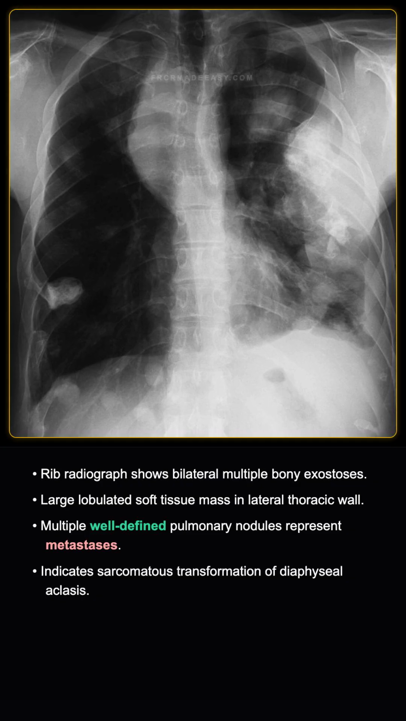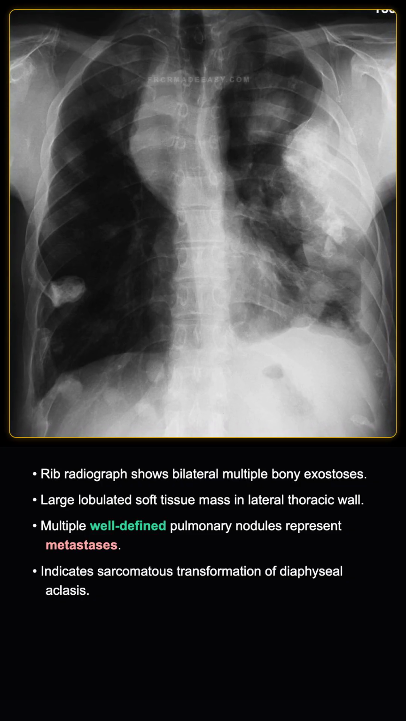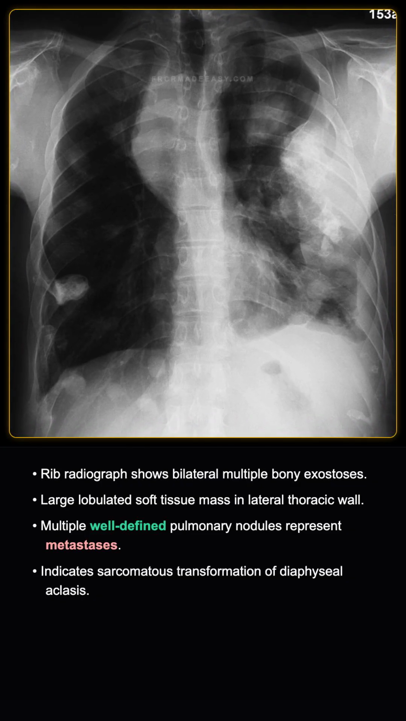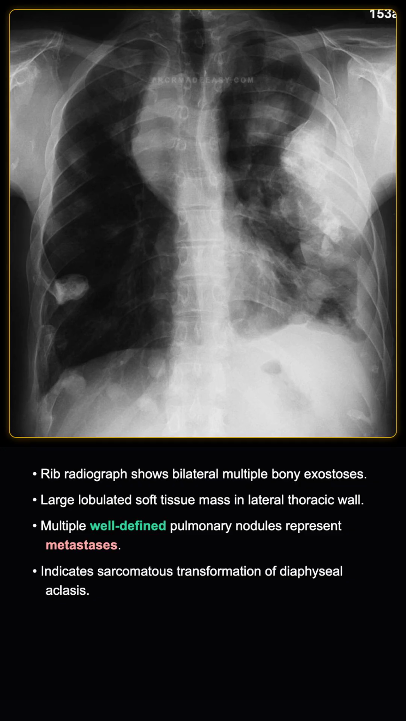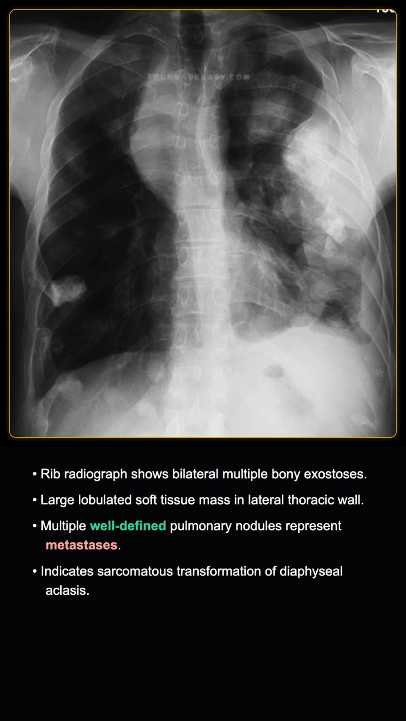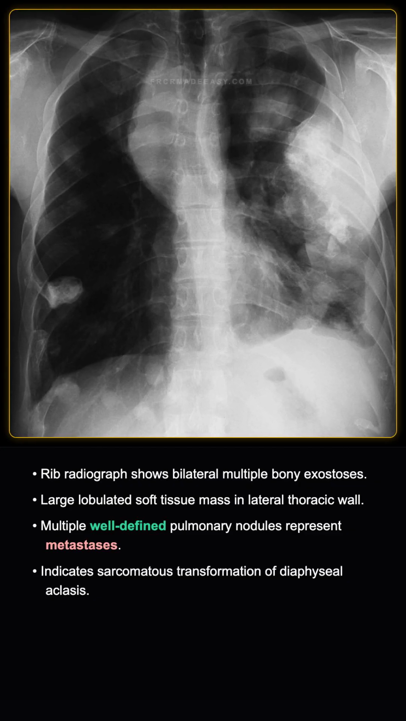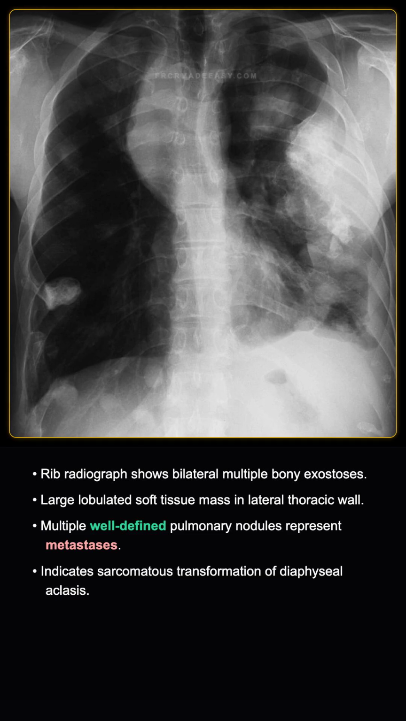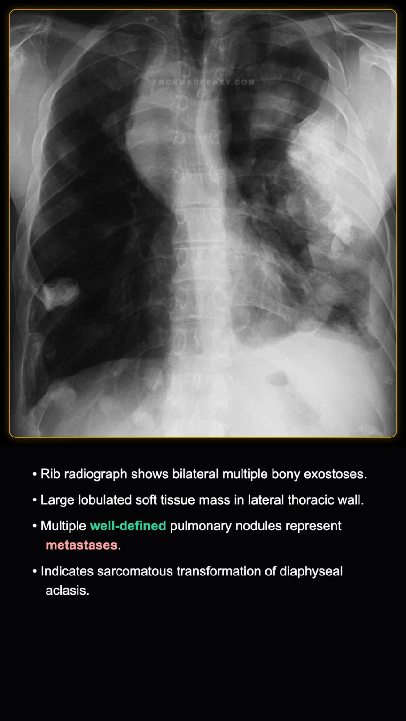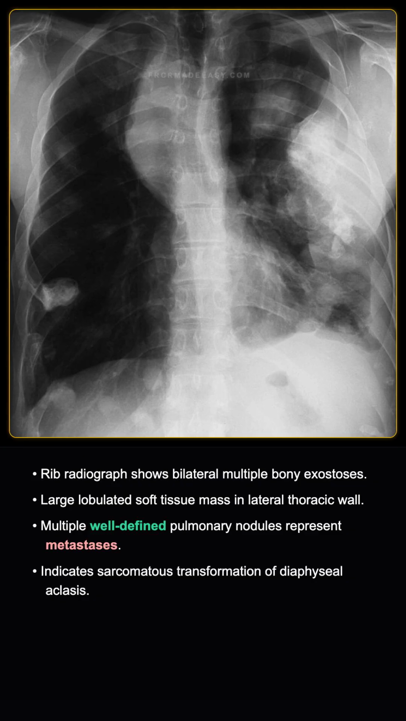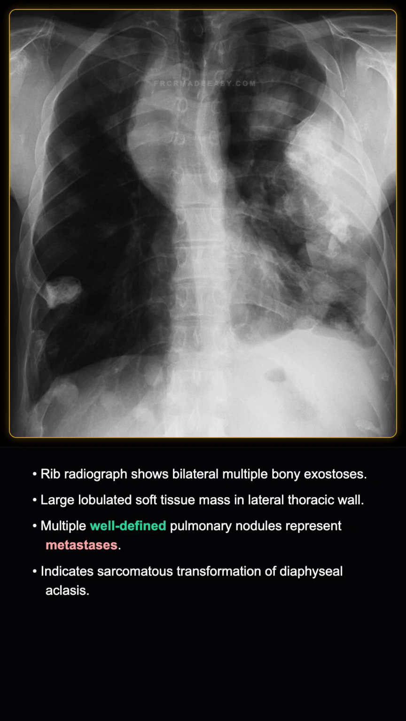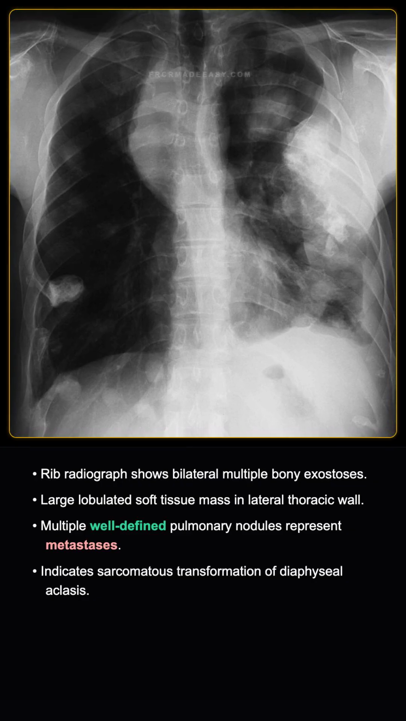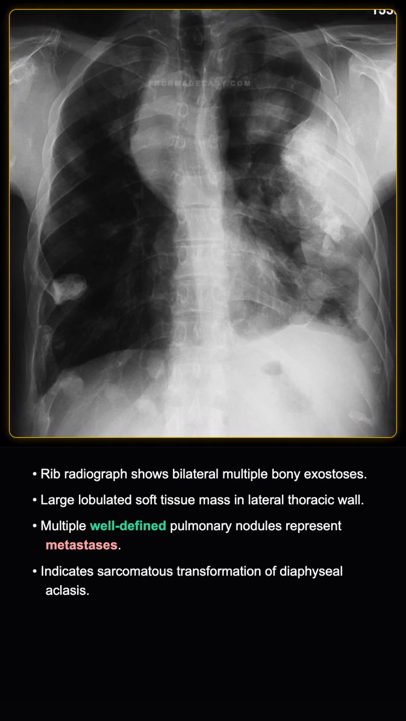There is a large lobulated soft tissue mass projected over the lateral thorax. Additionally, there is a small pleural reaction and multiple well-defined pulmonary nodules of varying sizes in the upper and lower zones, suspicious for hematogenous pulmonary metastases. The presence of multiple exostoses is characteristic of Diaphyseal Aclasis, and the large thoracic soft tissue mass and pulmonary nodules strongly suggest malignant sarcomatous transformation with pulmonary metastases.